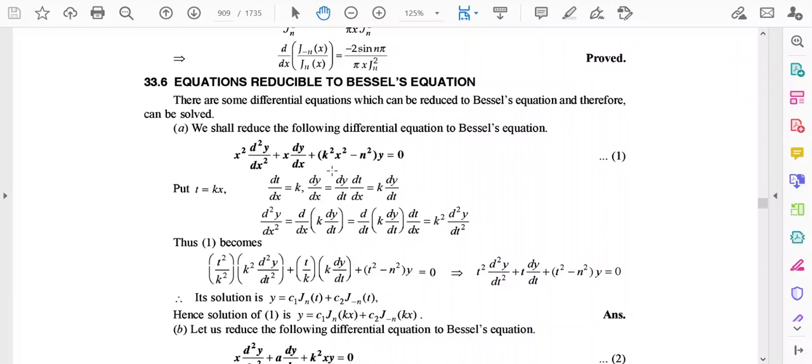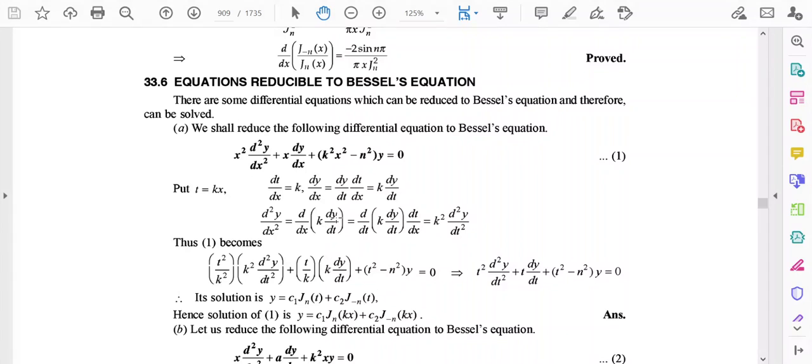For example, in this equation, if we put t is equal to kx, then dt by dx will be k. dy by dx can be written as dy by dt into dt by dx. Now, dt by dx is equal to k, so that can be written as k into dy by dt. And d square y by dx square can be written as d by dx of k dy by dt, because dy by dx is equal to k into dy by dt, which was proved in this step.